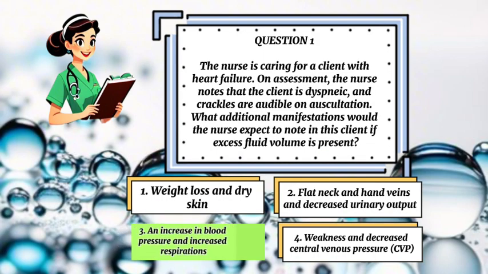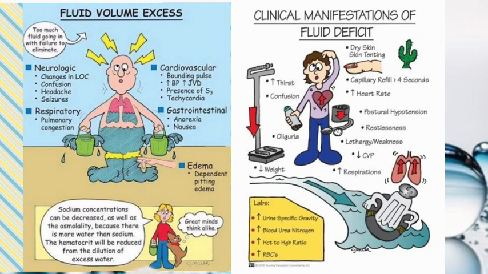3. An increase in blood pressure and increased respirations. Rationale: a fluid volume excess occurs when fluid intake or fluid retention exceeds the fluid needs of the body. Assessment findings include cough, dyspnea, crackles, tachypnea, tachycardia, elevated blood pressure, bounding pulse, elevated CVP, weight gain, edema, neck and hand vein distension, altered level of consciousness, and decreased hematocrit. Dry skin, flat neck and hand veins, decreased urinary output, and decreased CVP are noted in fluid volume deficit.